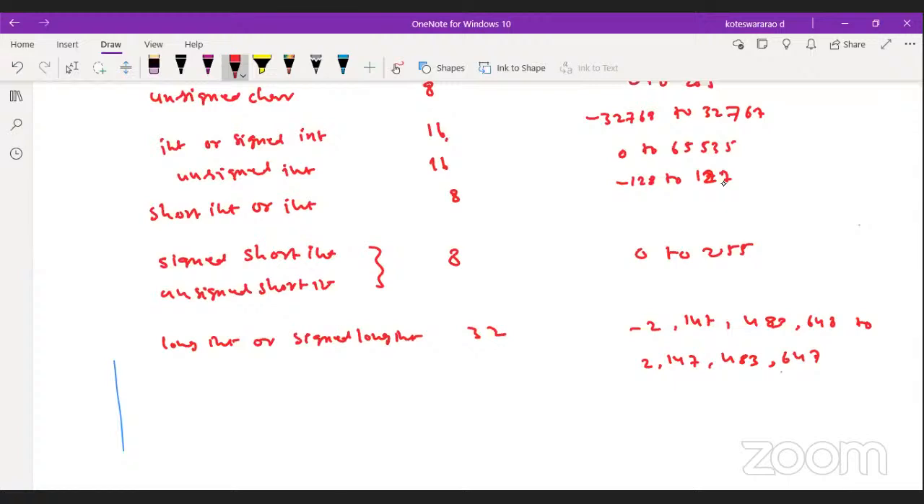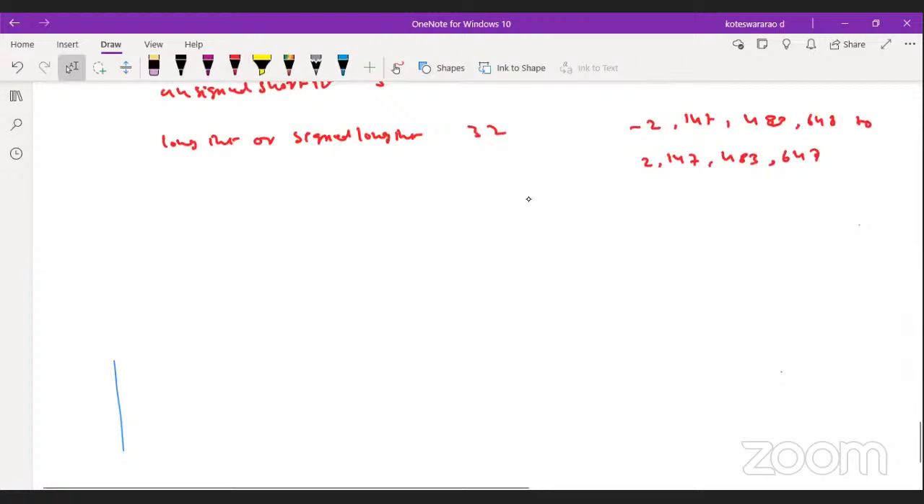Now unsigned long integer, that is 32-bit data, and the range is 0 to 4,294,967,295.